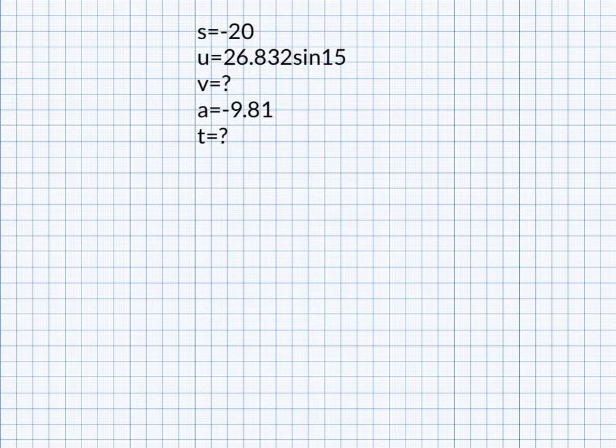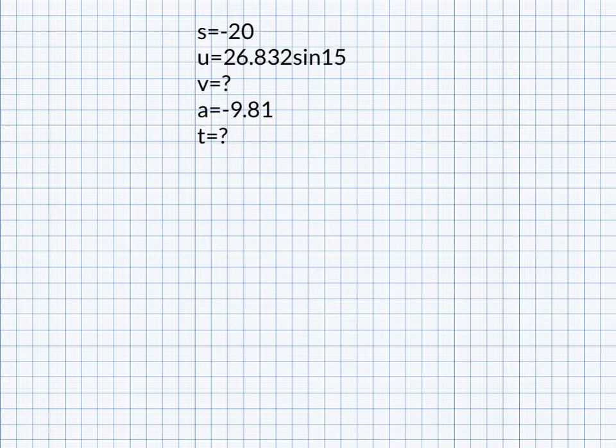Now that we know how fast our ski jumper is going, we can bring in our data tables for the projectile part of the motion. And we have vertically a drop of 20 meters, the field is 20 meters below the kick, and an upwards velocity. We're going to assume the kick pushes the ski jumper upwards, 26.832 sine 15 degrees. We don't know what the velocity is, we don't know what the time is, but at least we know that the acceleration downwards is g, so minus 9.81 meters per second squared.